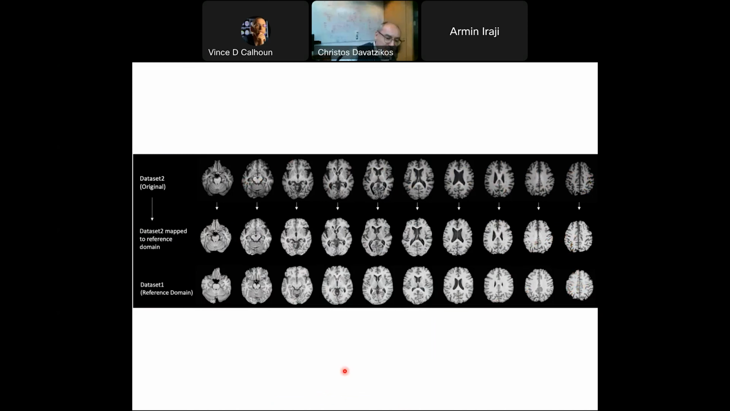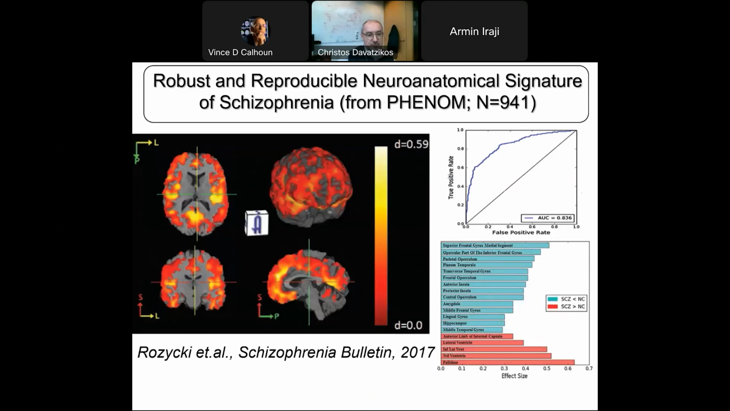So we applied some of these methods to the data before we could get classifiers working well across institutions. And we had a paper back in 2017 where we showed that there's a robust structural MRI signature across at least 3 sites at the time.